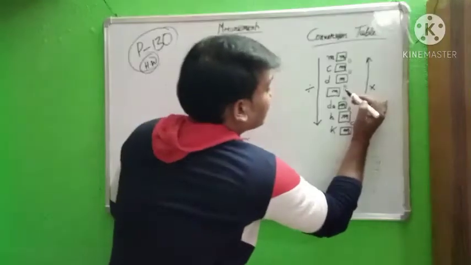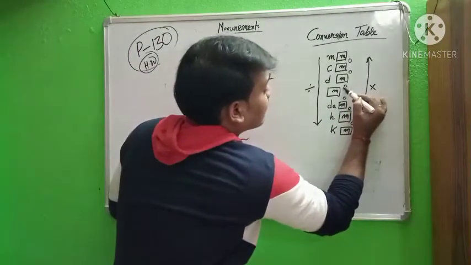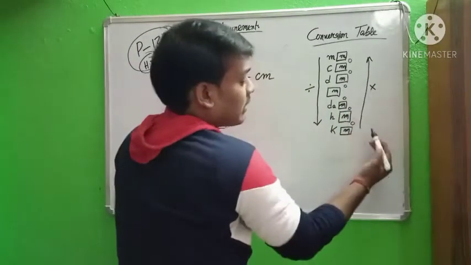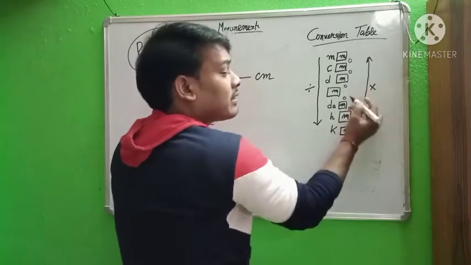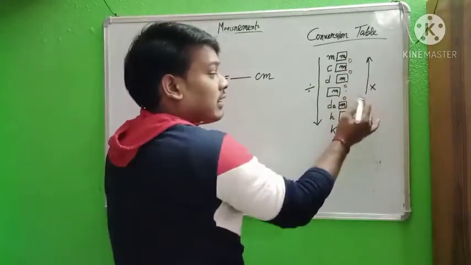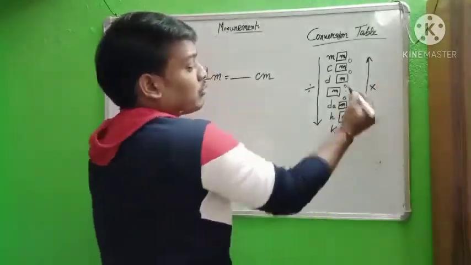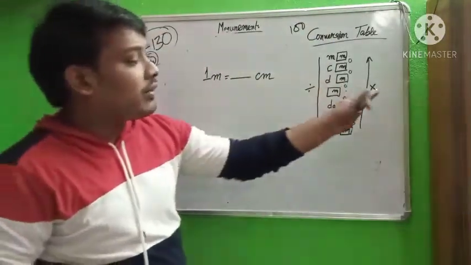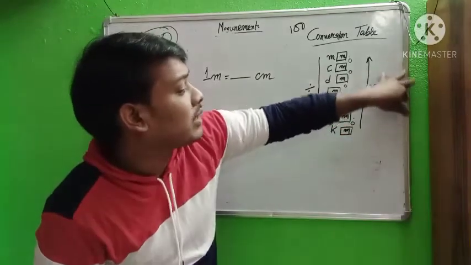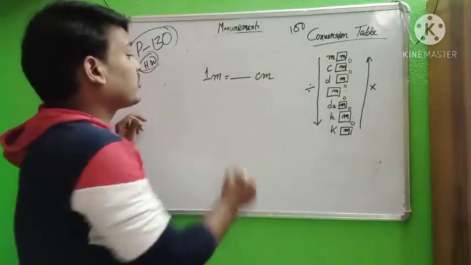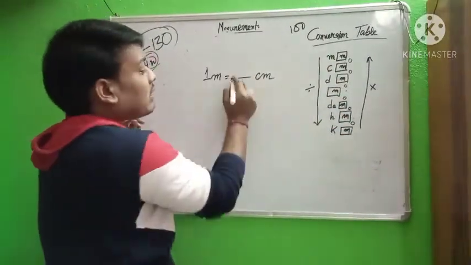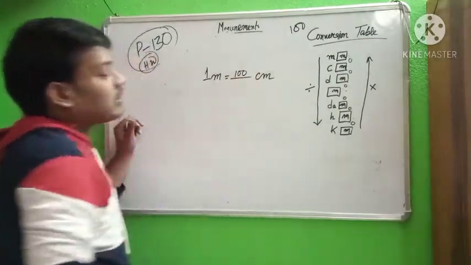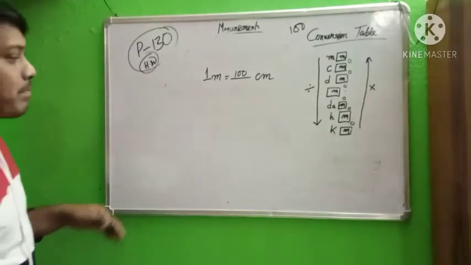So meter to centimeter. How many zeros are there? Two zeros. And we go upwards because it is meter to centimeter. So that means one and two zeros. Multiply or divide? Since we are going upwards, we multiply. So multiplied by 100. So 1 into 100, 100 centimeter. Okay.